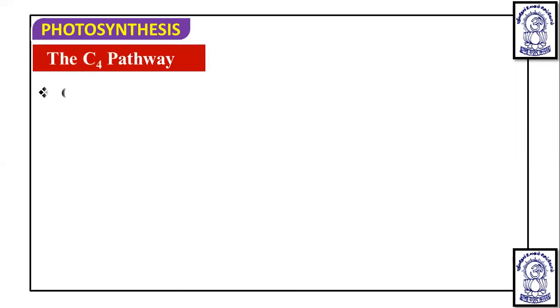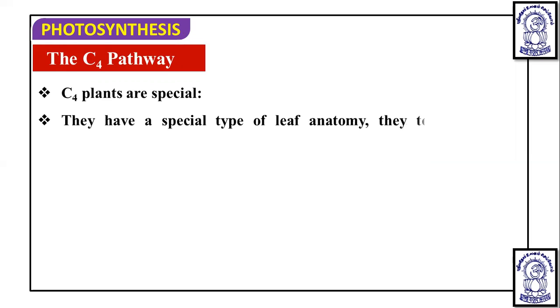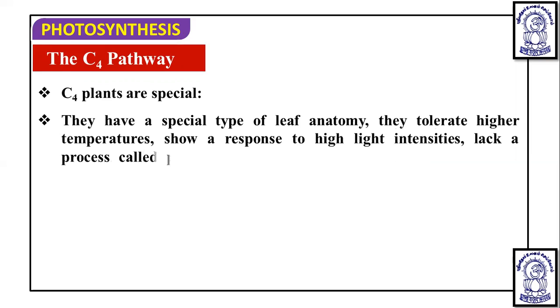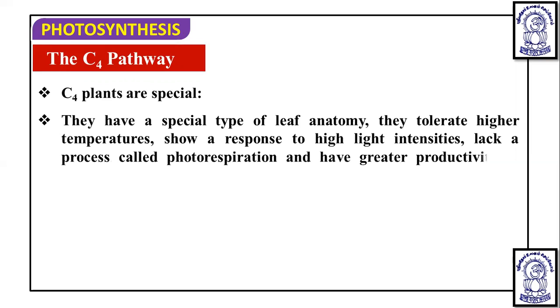If you talk about C4 pathways, C4 plants are special. Those plants where the C4 pathway takes place are known as C4 plants. C4 plants are special because they have a special type of leaf anatomy. This special leaf anatomy helps a C4 plant to tolerate high temperature and gives them the capability to respond to high light intensity.